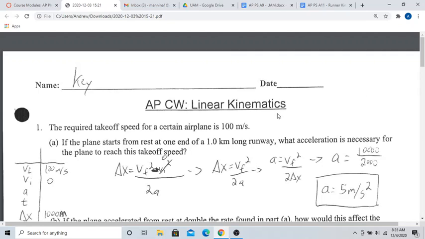All right. So it says the required takeoff speed for a certain airplane is 100 meters per second. And this has multiple parts. The first one says, if the plane starts from rest at one end of a 1 kilometer long runway, what acceleration is necessary for the plane to reach this takeoff speed? Now, again, these are the type of questions you're going to run into when we talk about motion. Things that involve displacements, accelerations, velocities. These are all going to be very important to kinematics.